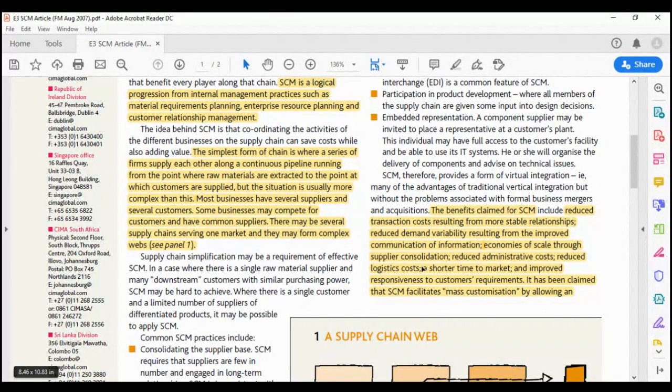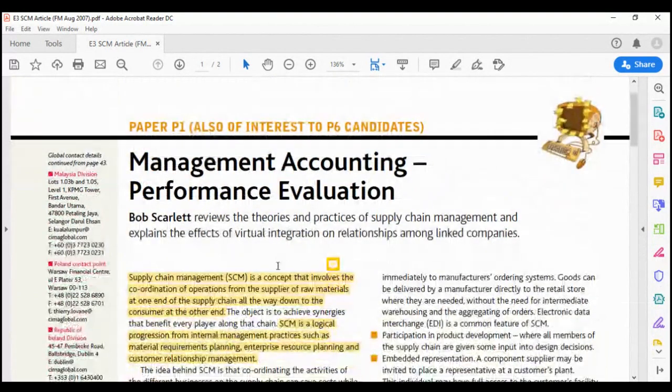Let me just go back to mine, and you will see, firstly, I've asked you to define or explain what supply chain management is. According to this article, supply chain management is a concept that involves the coordination of operations from the supply of raw material to the end of the supply chain, all the way down to the consumer in the end. So supply chain basically refers to that process where information and activities are coordinated from the raw material up to the supply of the product to the end user. And it's the management of that whole system.